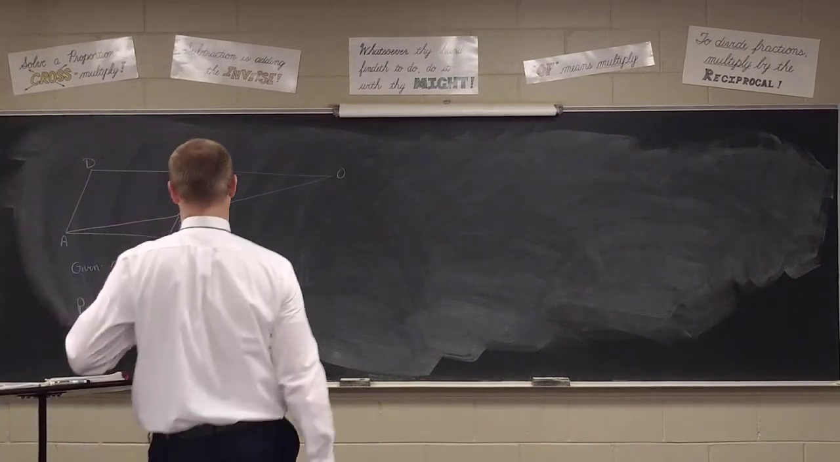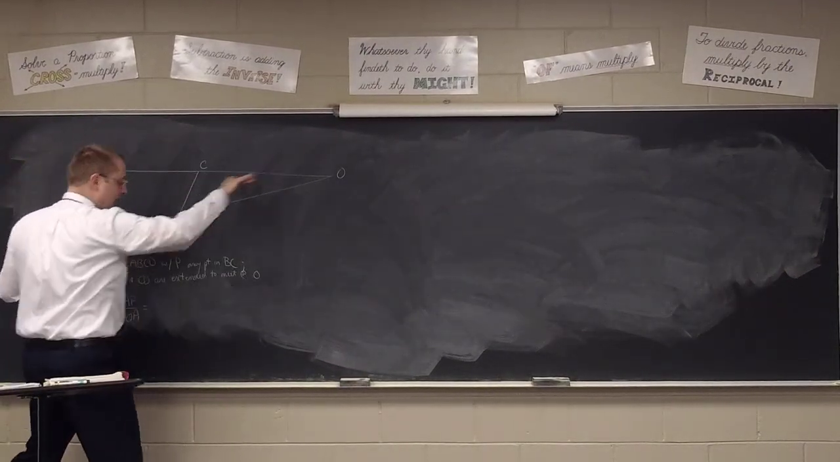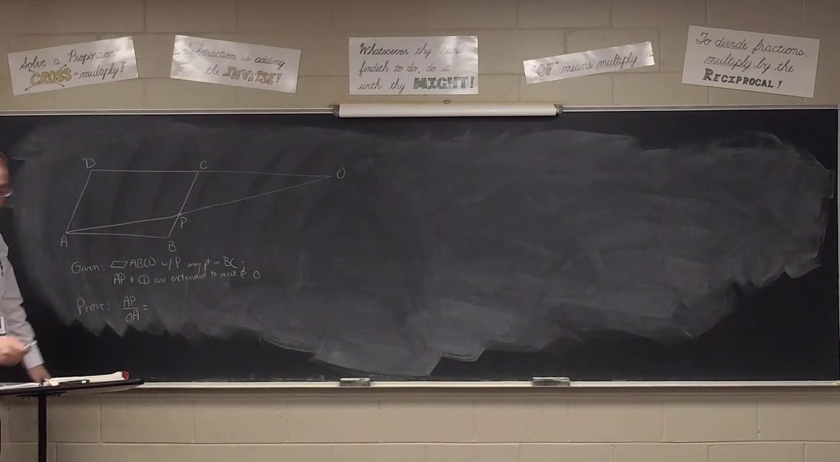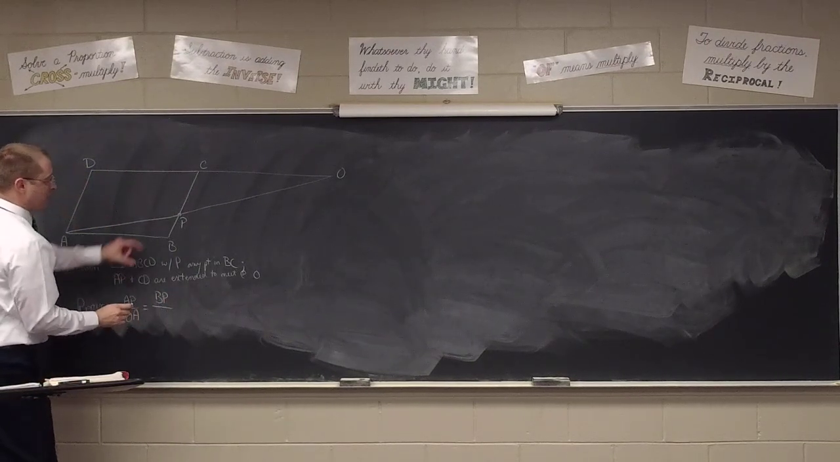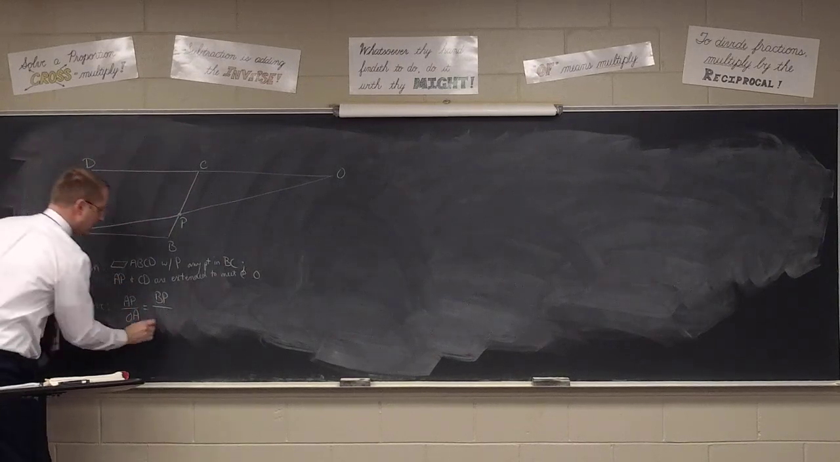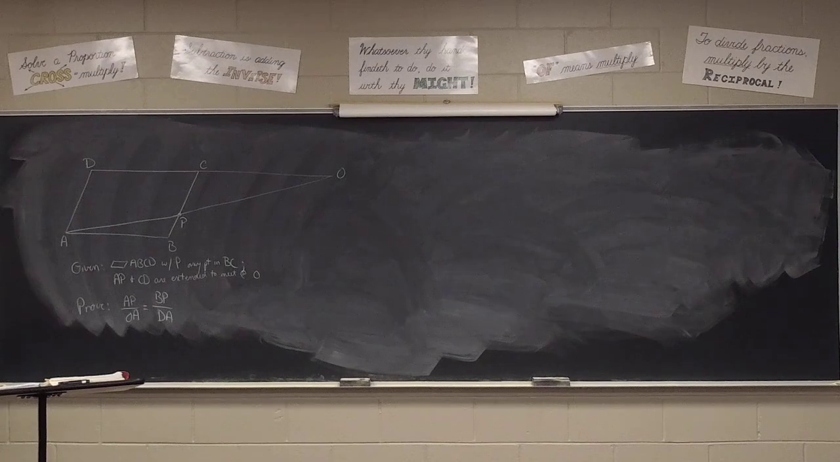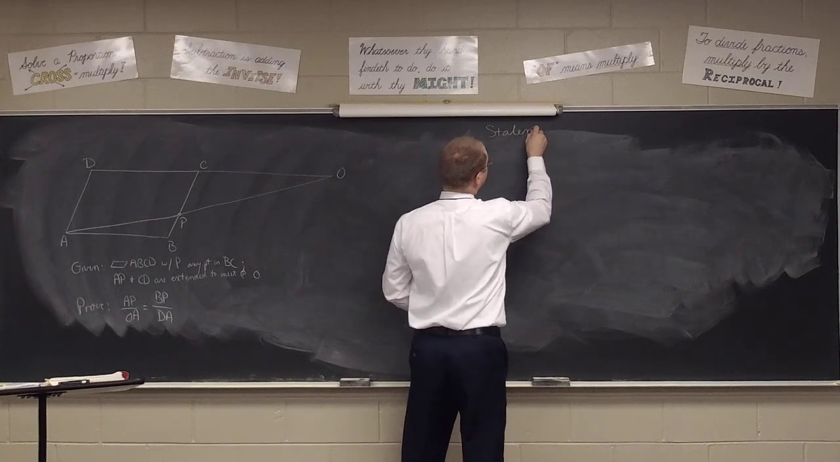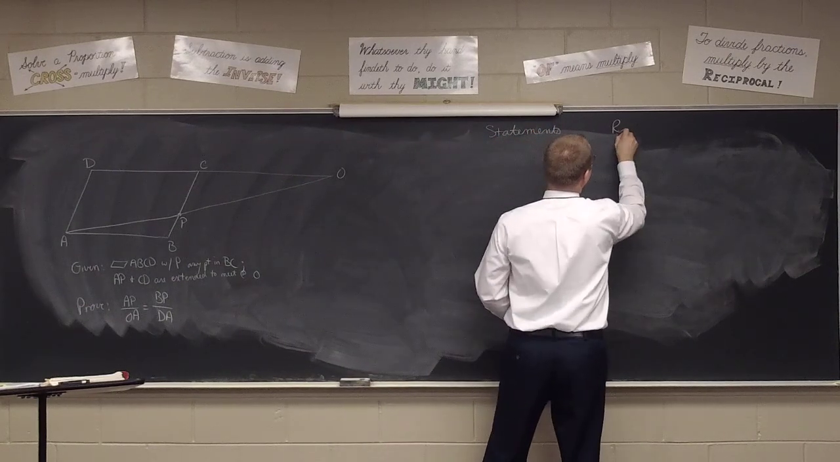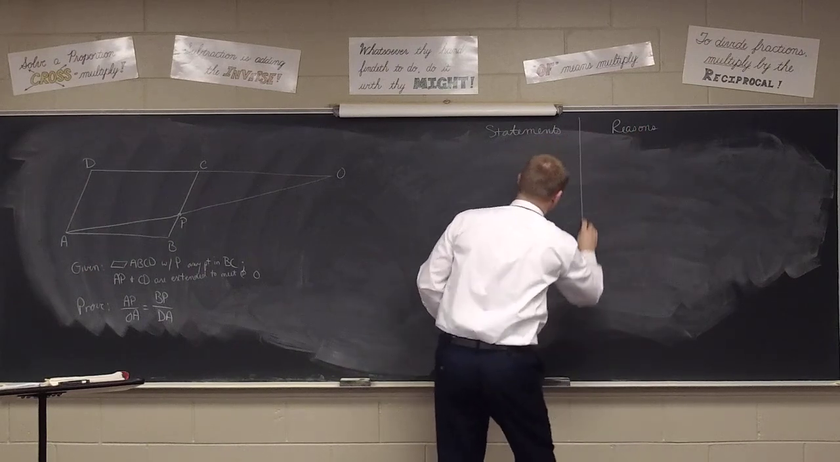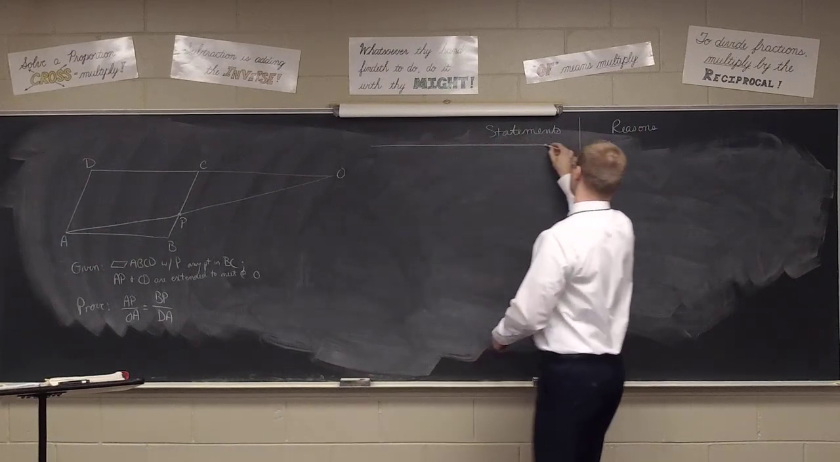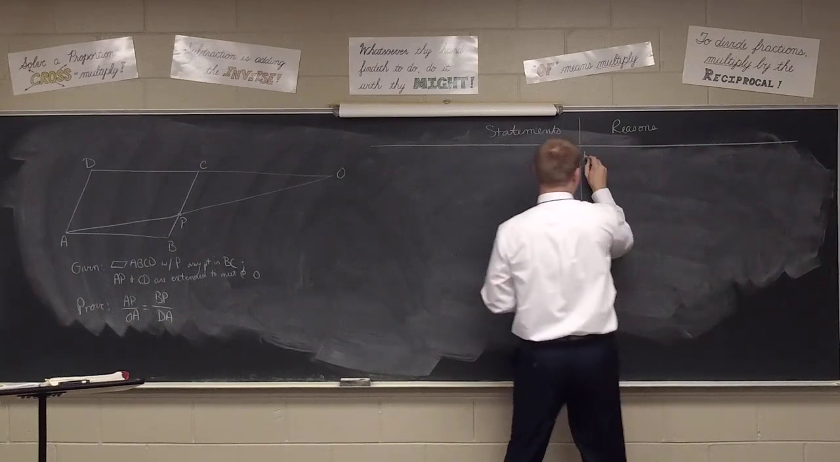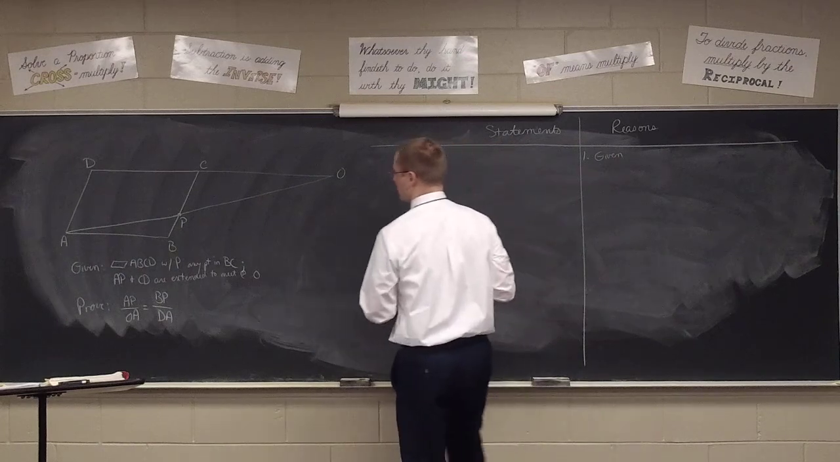AP is to OA. So this little piece is to its entire line, that ratio, as BP, this little piece, is to this whole other side here, DA. AP is to OA as BP is to DA. That's what we're trying to prove. Once you have this down in two columns, statements and reasons, I'm going to get down your first statement and your first reason.